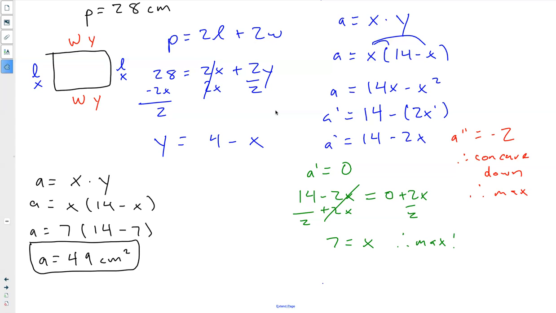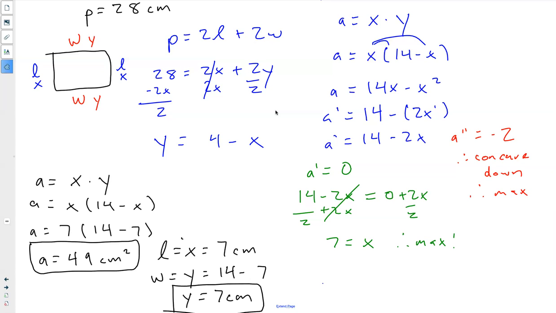Our length is equal to x, which is equal to 7 centimeters, and our width, which is equal to y, which is equal to 14 minus 7, and therefore our y is equal to 7 centimeters. Okay. Again, this is a square, so it's not necessarily a rectangle, right? But these are the dimensions in which we will have maximum area.